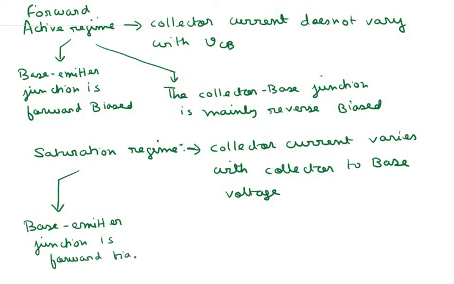Note that when I say that the base emitter junction is forward biased, I generally mean that the base to emitter voltage, that is VBE, must be greater than or equal to V gamma. Okay, and here also when I state that it is forward biased, I mainly mean that VBE must be greater than or equal to V gamma. Okay, and the collector to base junction is also forward biased here.